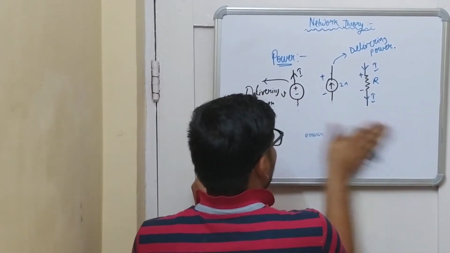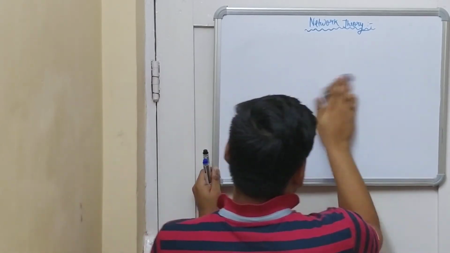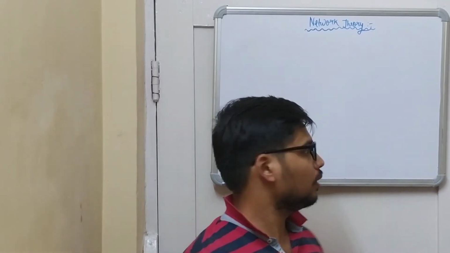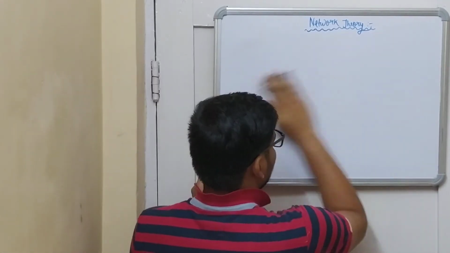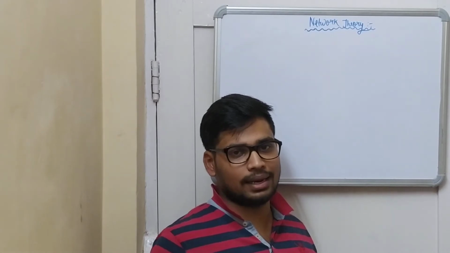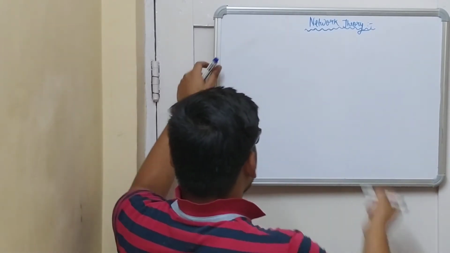Now let's take an example. One more thing to remember is that power absorbed in any circuit is always equal to the power delivered. Let's take an example where I discuss KVL, KCL, and also that last thing I said, that power absorbed equals power delivered. I will prove that. Okay, let's take an example.